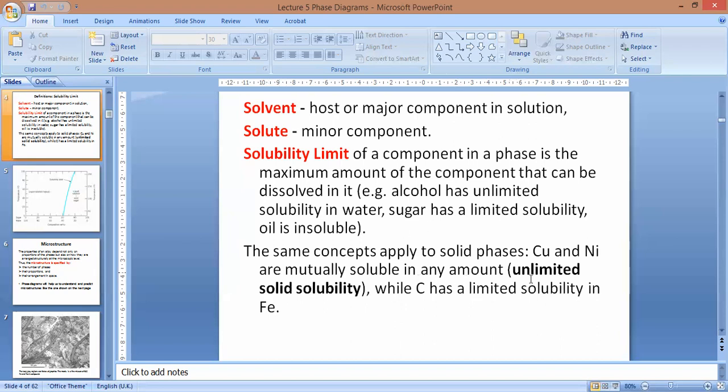So unlimited solid solubility simply means that you are not having that case. When your copper and your nickel harden, or if you freeze them, you will not have copper stuck outside the solution or nickel stuck outside. What you have is one uniform solid solution. Okay, it's not the case with carbon and iron as we are told here. Carbon has limited solubility in iron, so you can only dissolve as much carbon into iron. There's a limit there.